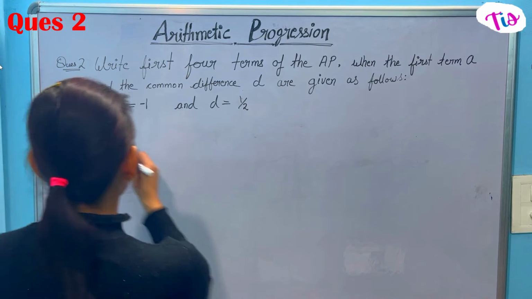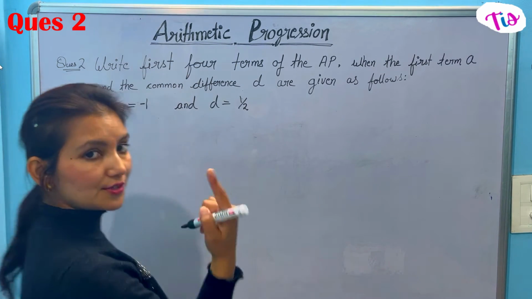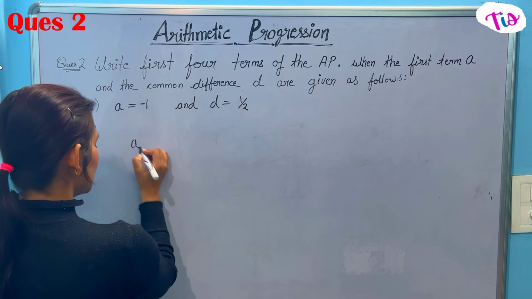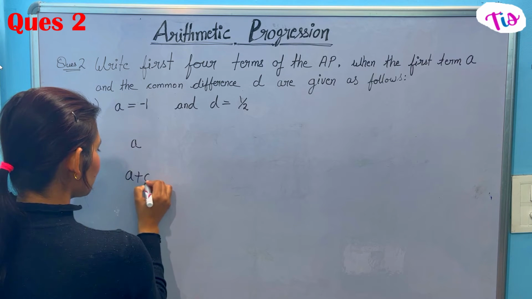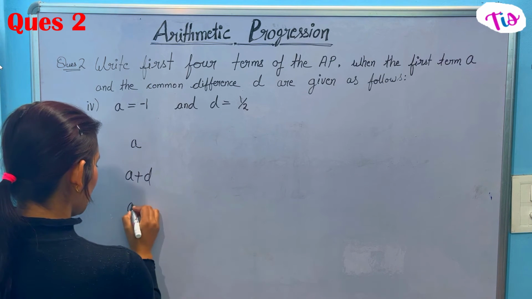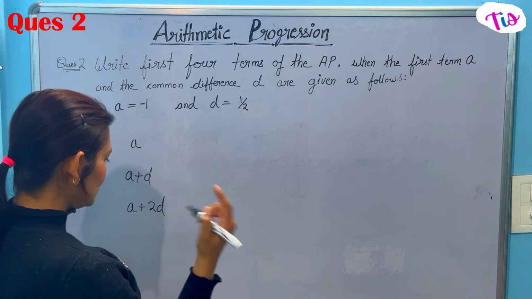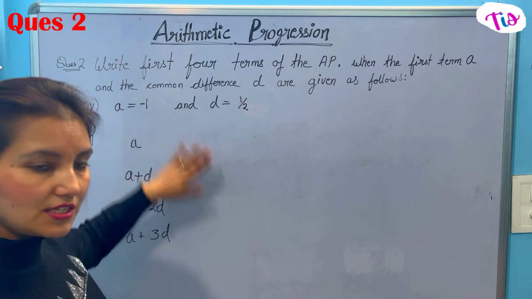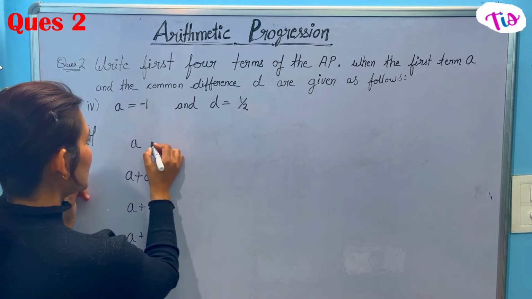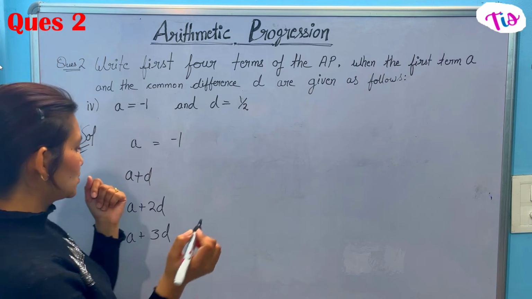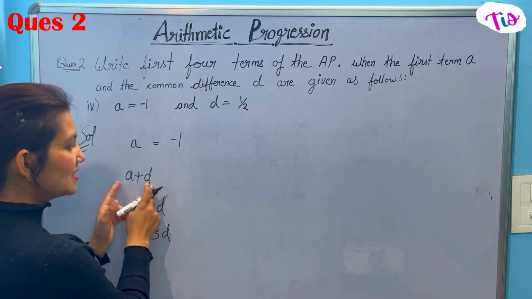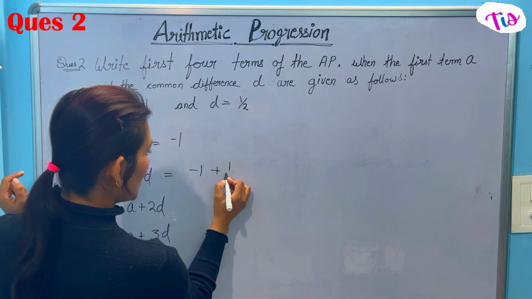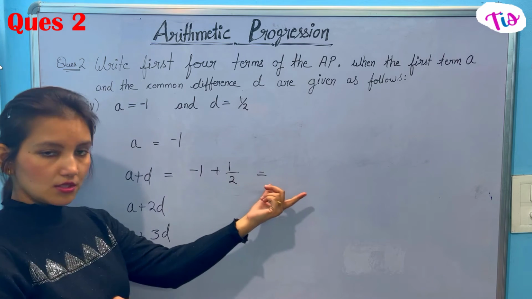Let's solve it. We know the first 4 terms: the first term is A, the second term is A plus D, the third term is A plus 2D, and the fourth term is A plus 3D. Let's find these terms one by one. A is -1, so the first term would be -1. The second term would be A plus D, which means -1 plus half.